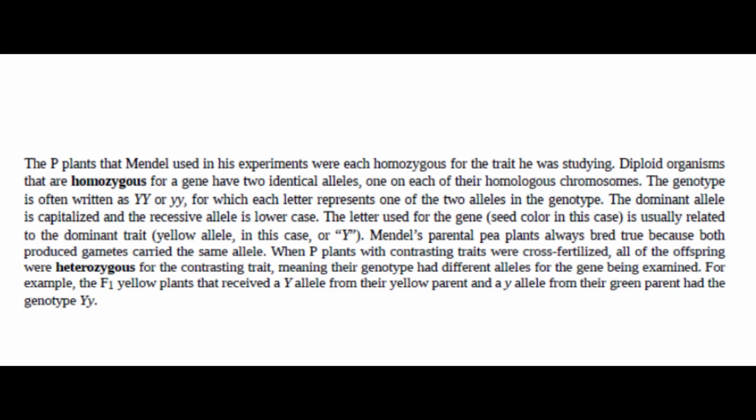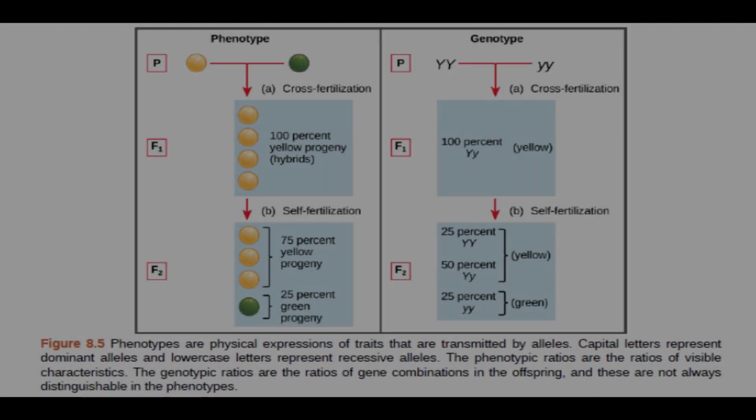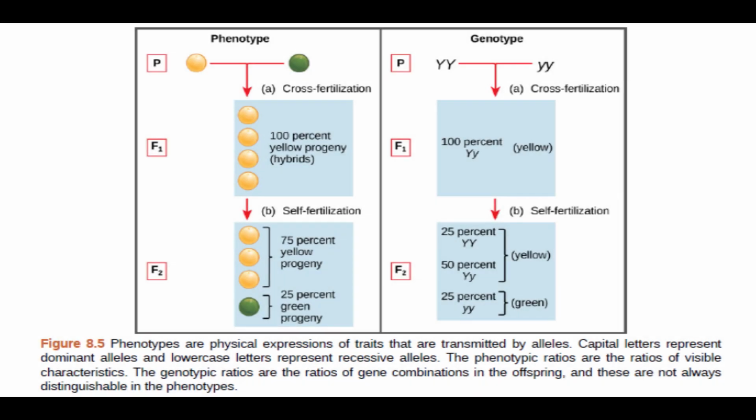For example, the F1 yellow plants that received a capital Y allele from their yellow parent and a lowercase y from their green parent had the genotype capital Y, lowercase y. Figure 8.5. Phenotypes are physical expressions of traits that are transmitted by alleles. Capital letters represent dominant alleles and lowercase letters represent recessive alleles.